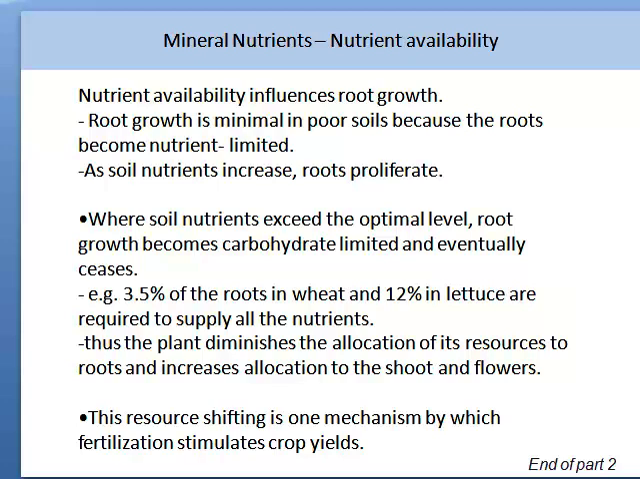Thus, the plant diminishes the allocation of its resources to its roots and increases allocation to the shoots and flowers. This resource shifting is one mechanism by which fertilization stimulates crop yields, and these are very important concepts that are required to be understood by all people working in agriculture. This brings us to the end of part 2, mineral nutrients.